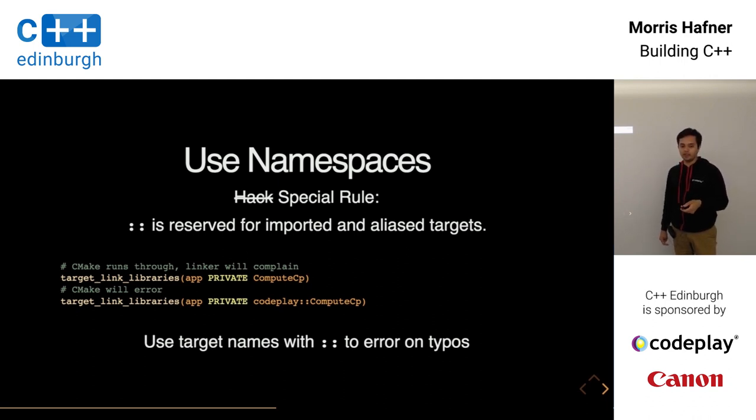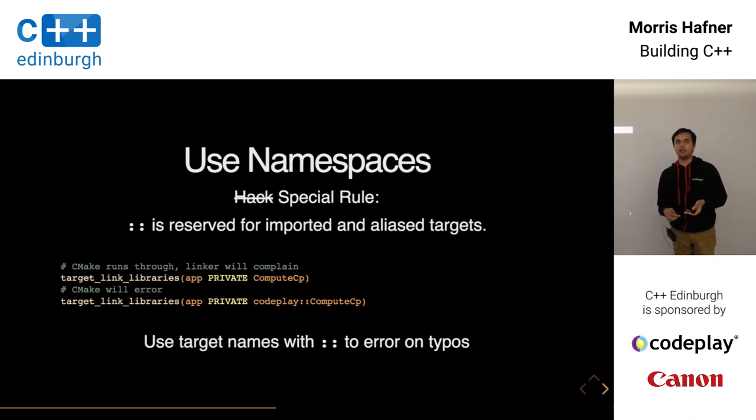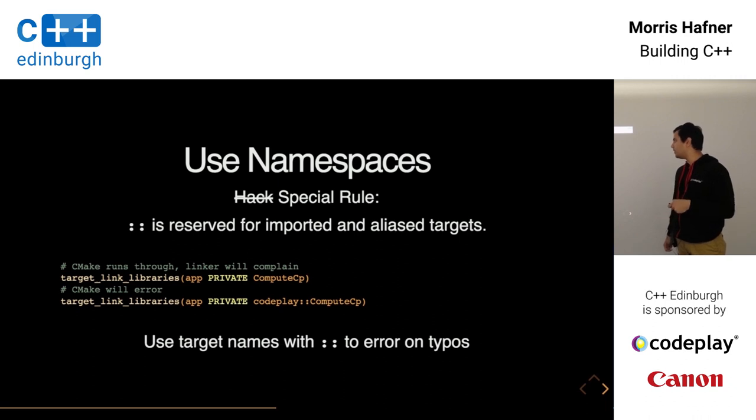You can't just add library Codeplay::compute CBP. This will not work because it's reserved for aliased and imported targets for some reason. And what you should do instead is you create an aliased target. So add library compute CBP, and then add library Codeplay::compute CBP aliased compute CBP. And then you use it like that. And if you have a typo in there, CMake will error and not the linker saying that this library doesn't exist, or it does exist, and even weirder things will happen. So yeah, you should use colons in your target names, or just define alias targets, and use them throughout your project and not the target name itself.